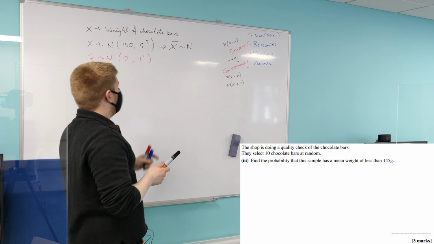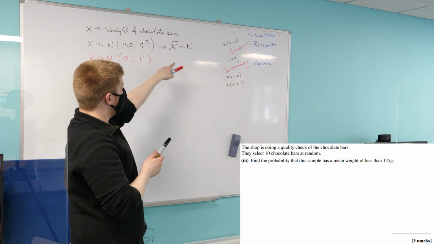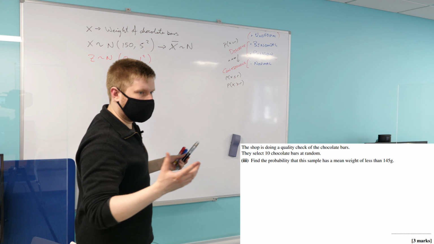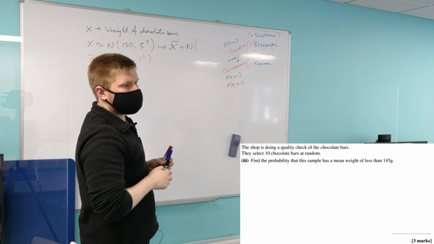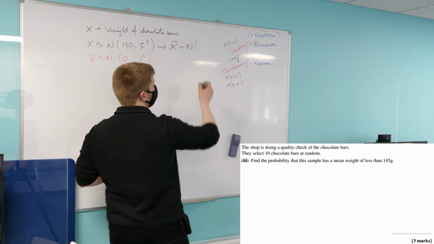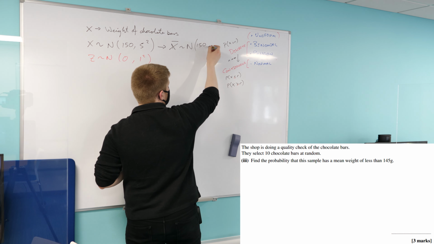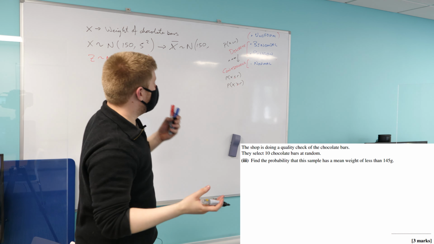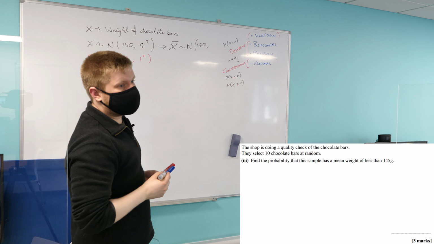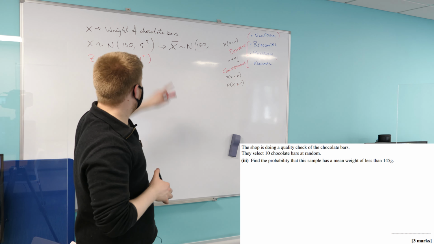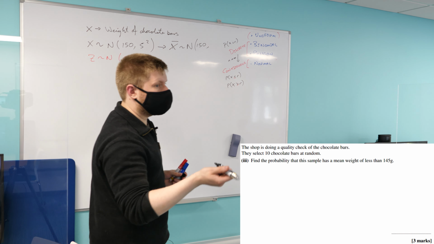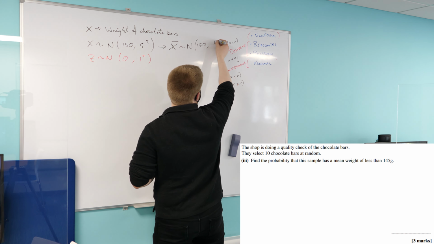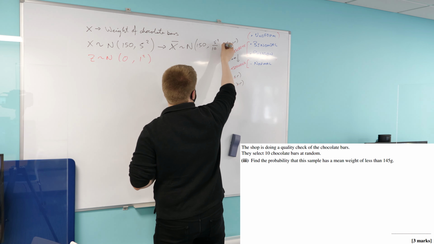What's the mean going to be? So it was 150. What's the new mean going to be when we consider these 10 chocolate bars put together? 150, isn't it? Exactly. So 150 stays the same. The mean stays the same. What's the variance? What's 5 squared going to be now? 5 squared divided by 10. Good. So it's going to be the old variance divided by the sample size, which in this case is 10.